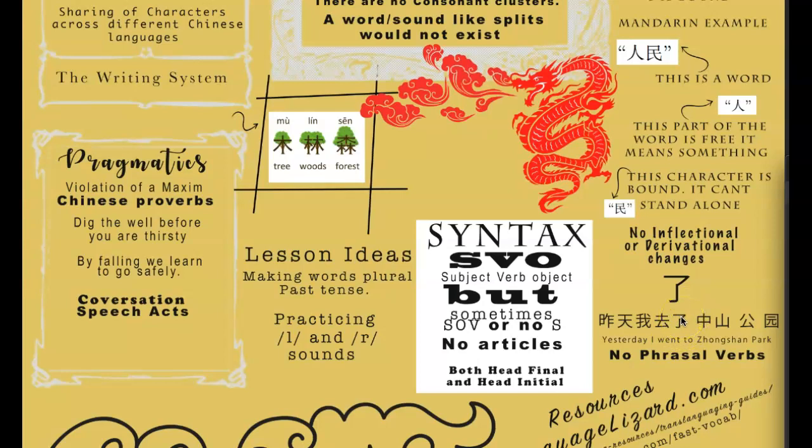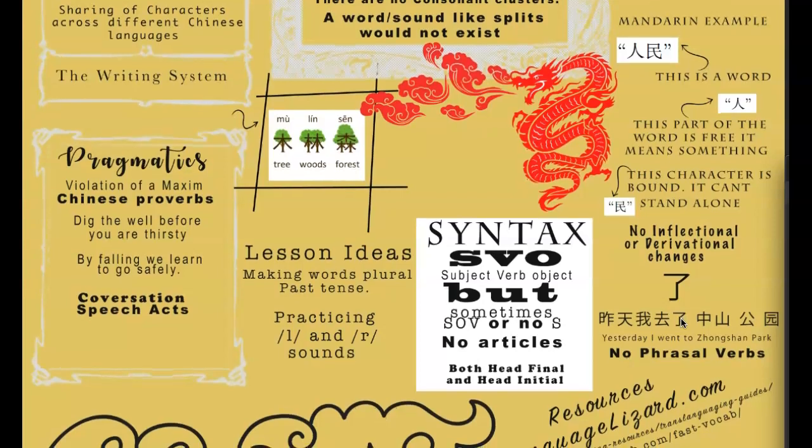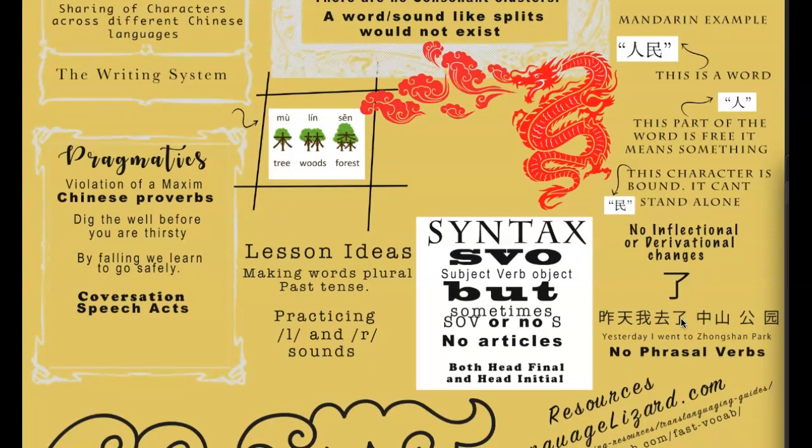past tense. There are also no phrasal verbs in Mandarin, so you can't say something like take on, give in, look up to. This can be a real struggle for English language learners.